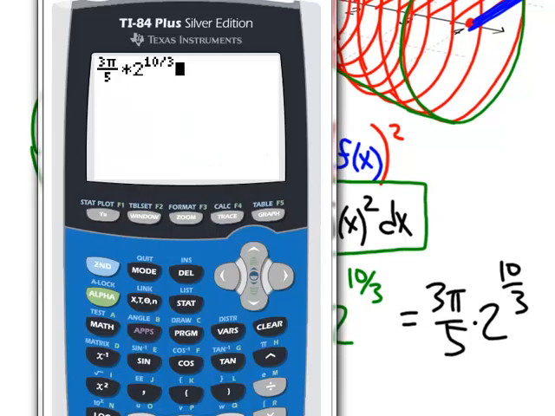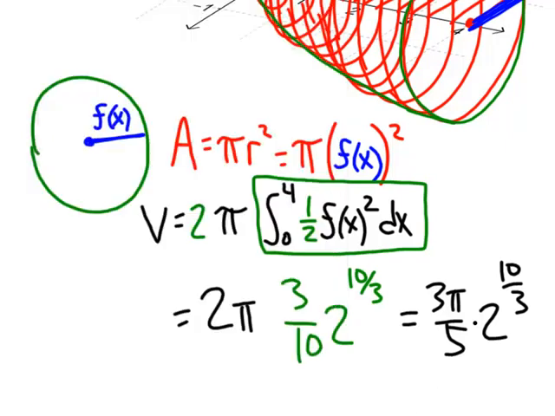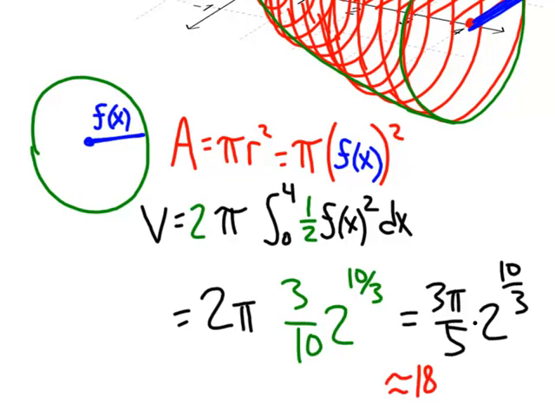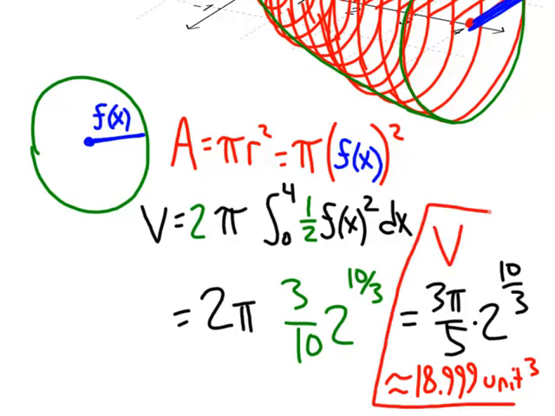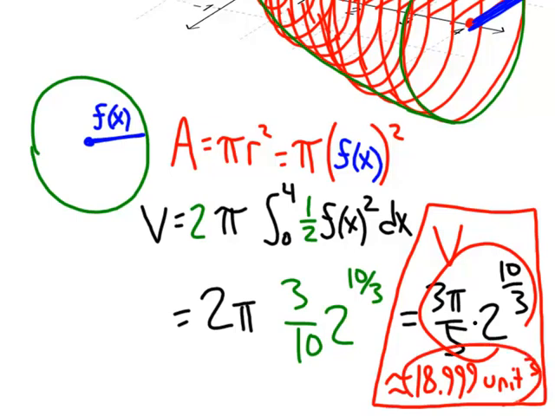We'll bring on the calculator, 3 pi over 5 times 2 to the 10^3, and that gives us 18.999 units cubed. And this time I'll just put a V up here. V equals 3 pi over 5 times 2 to the 10^3. You may have noticed I like to put a box around both the exact expression and the decimal expression. So there you have it.